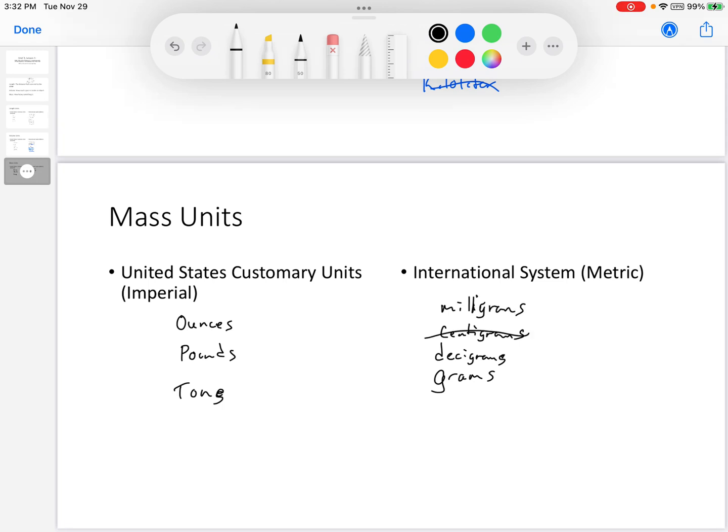We generally don't see centigrams and decigrams. Milligrams, really the places that you see milligrams are like dosages or amounts of vitamins. Those are where you see milligrams, like you might take 500 milligrams of Tylenol, for example.